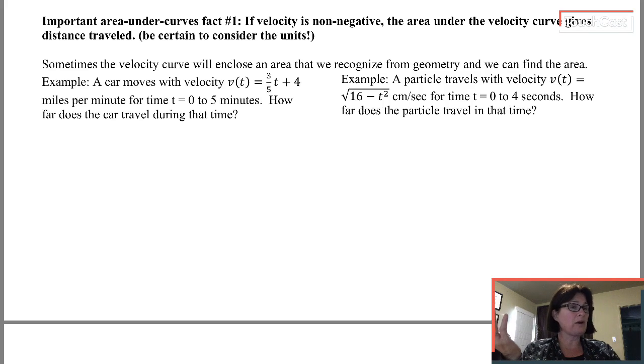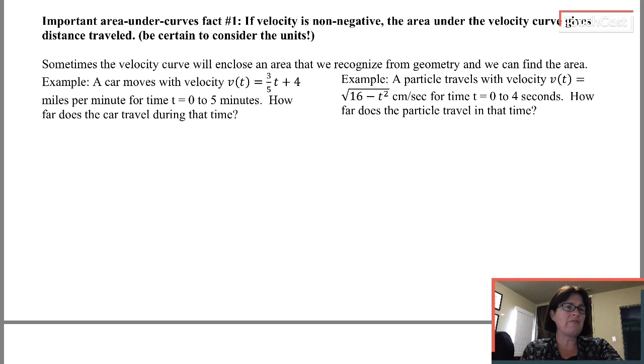So before we even worry about estimating, let's talk about the times where we can easily find an exact answer using geometry we already know. So here I have an example. I have a car with a velocity that is not constant. This car is moving at 3/5 t plus 4 miles per minute for time 0 to 5. How far does the car travel during that time?